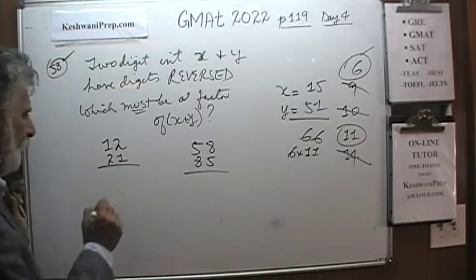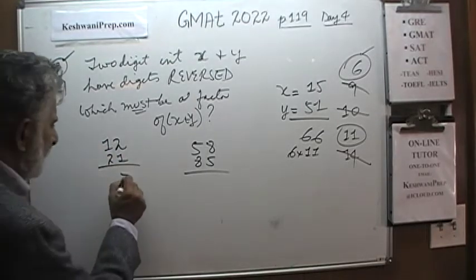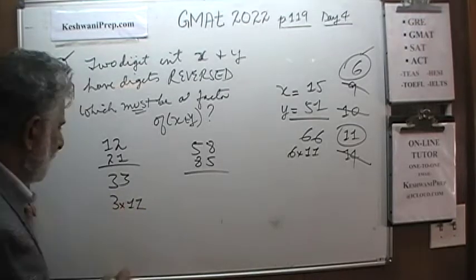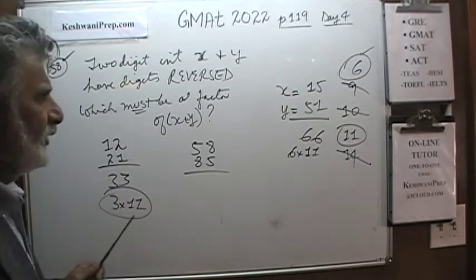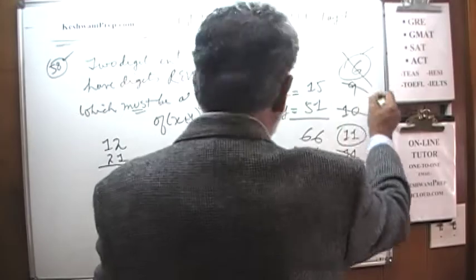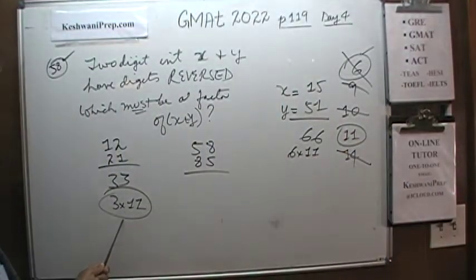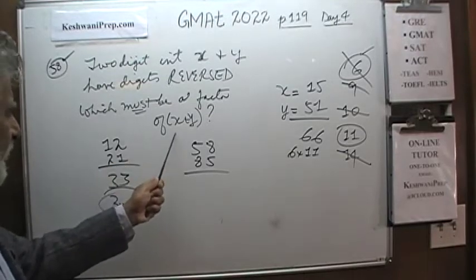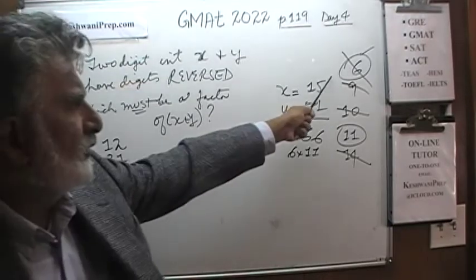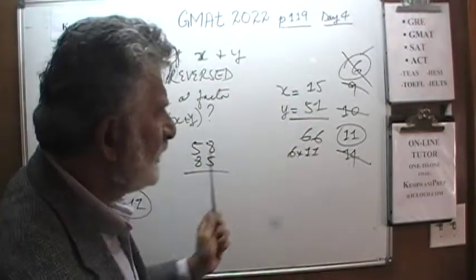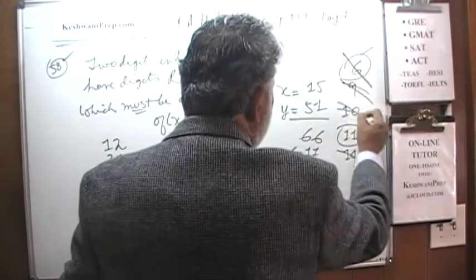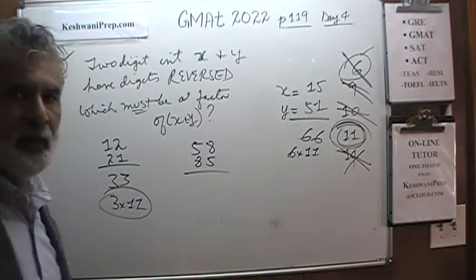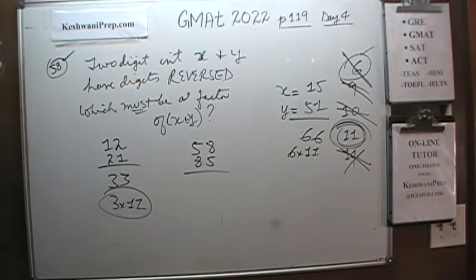Here we go. 12 and 21. 1, 2, 2, 1. That's it. We end up with 33. 33 is made up of 3 and 11, which means 6 goes away right away. 6 is not a factor. Which must be the factor of 33? 6 is not a factor of 33. 9 is not a factor of 33. 6 goes away, 9 goes away, 10 goes away, 14 goes away. Right away you find the right answer in one round. But I'm doing this thing to amuse you.